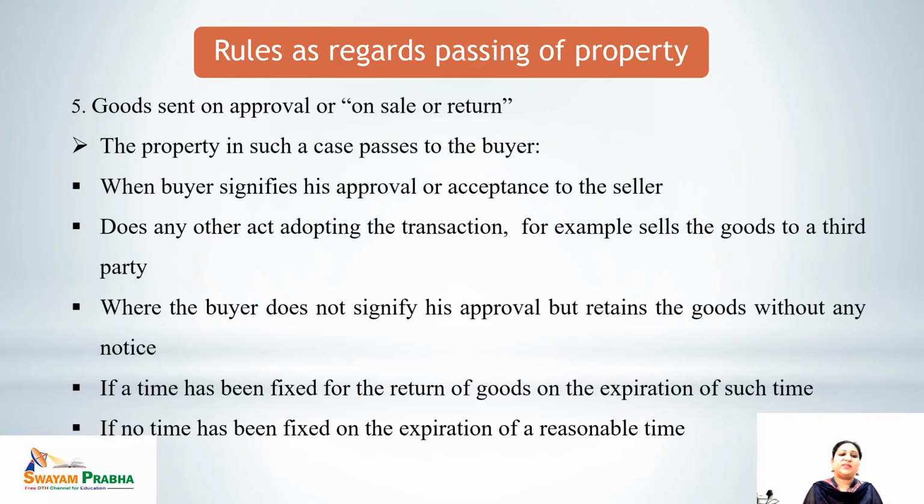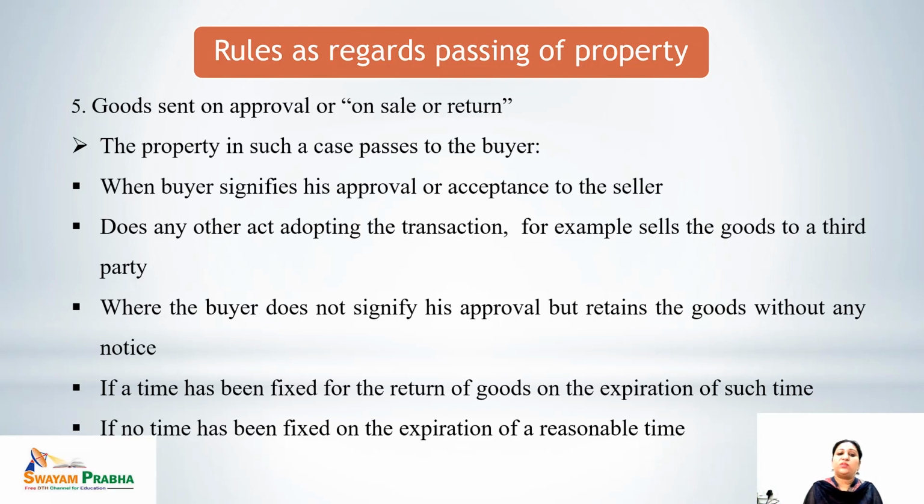Next point is goods sent on approval or on sale or return. That means when goods are transferred on sale or return basis, the seller is to wait for the approval of the buyer to accept the goods. But when the buyer doesn't give any kind of approval or acceptance and further transfers the goods to a third party, it shows that there is an automatic approval or acceptance of the goods by the buyer. And one more thing to be added here: if the buyer does not sell the goods to third parties but retains the goods in his custody without any notice of disapproval, it is again treated as the goods being approved or accepted by the buyer.